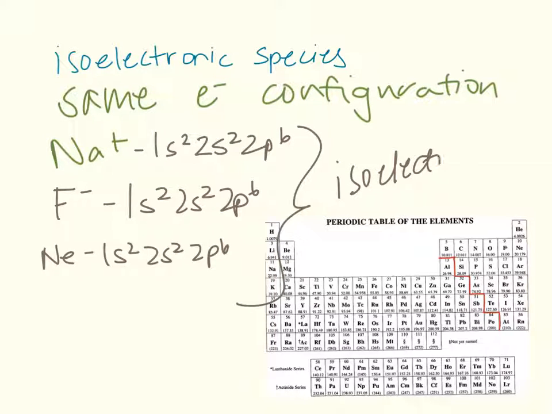Now, don't get that wrong. Sodium, fluorine, and neon are not isoelectronic, but the sodium ion and the fluoride ion and neon are isoelectronic with each other.